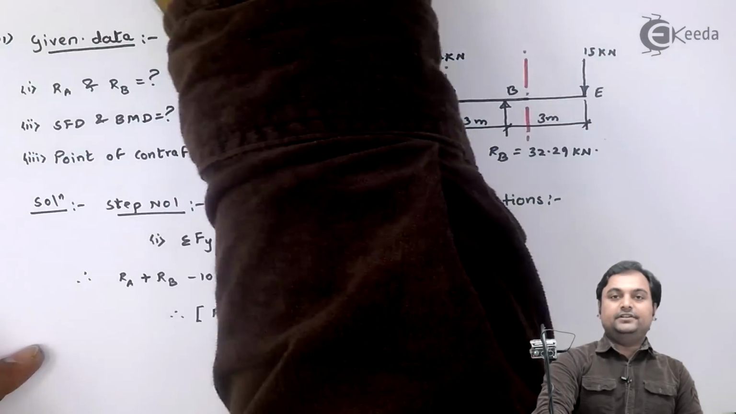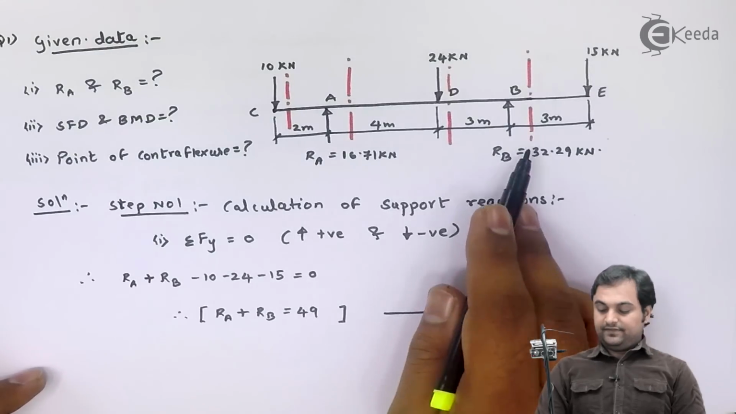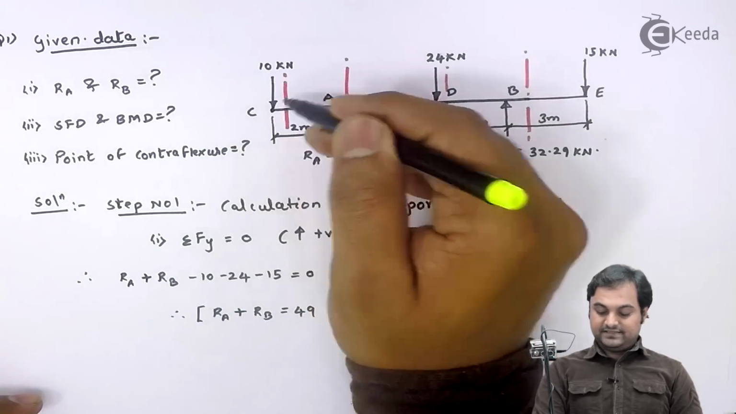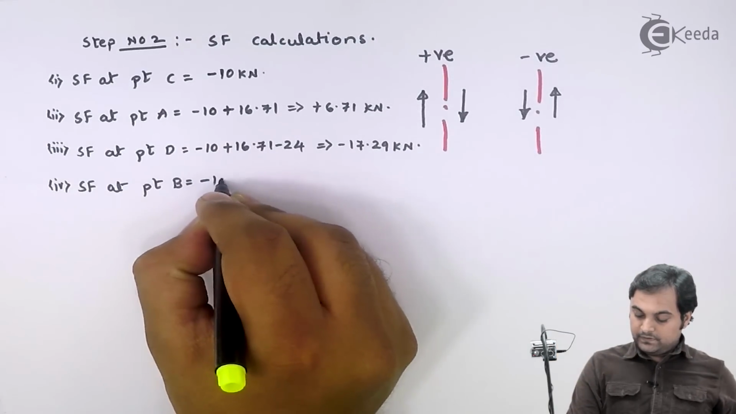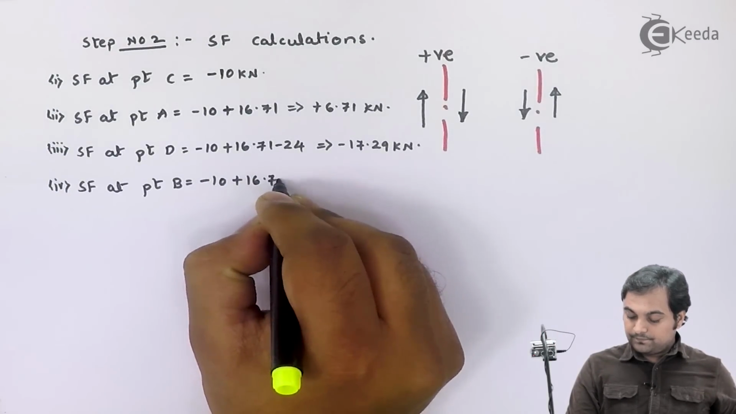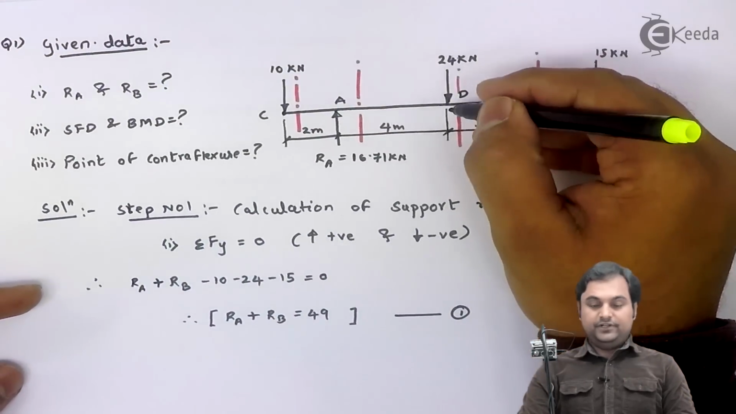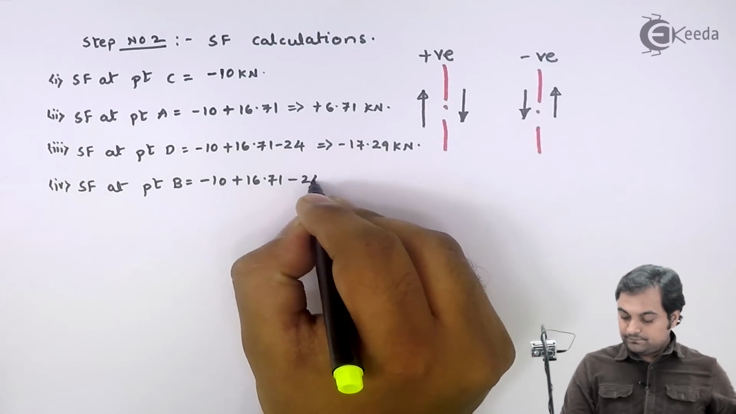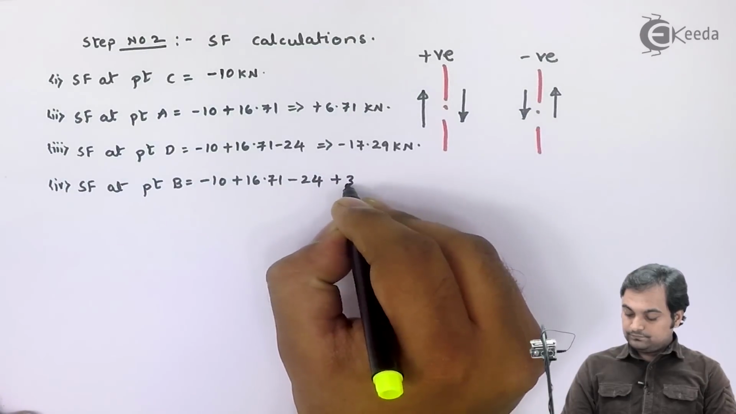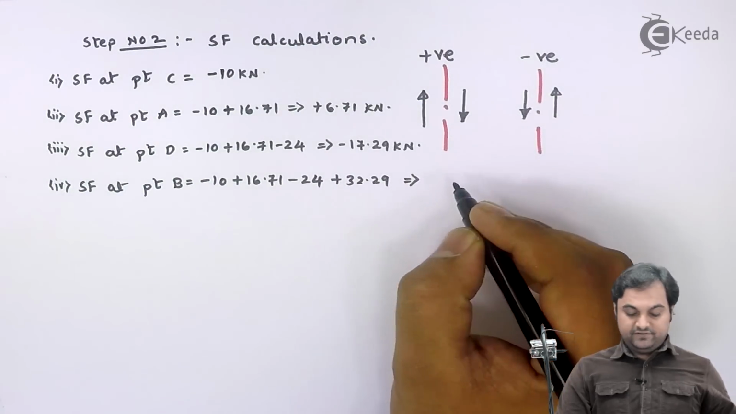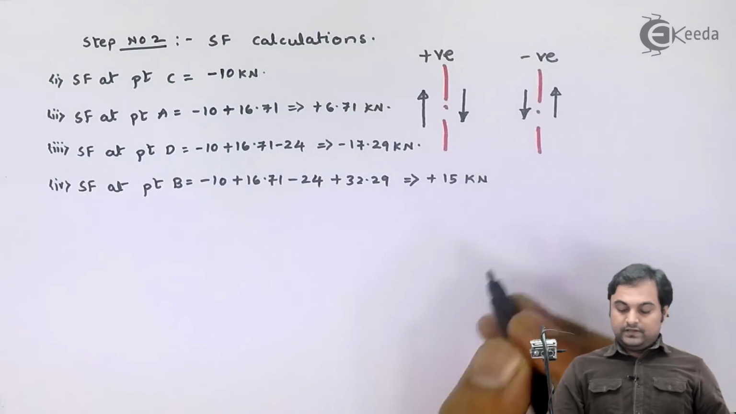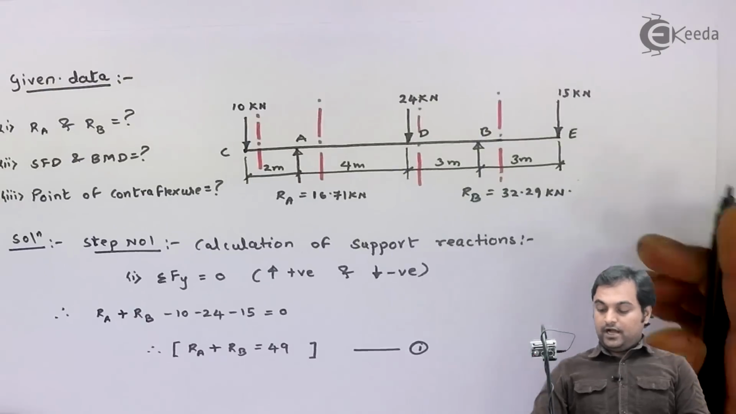here I can calculate it in two different ways. Either I can see the left of section or right of the section, the answer will be same. So here if I take left, I'll have minus 10 plus 16.71 upward minus 24 downward plus 32.29 upward. So I have the value as plus 15 kilonewton, and this value will remain constant up to point E.